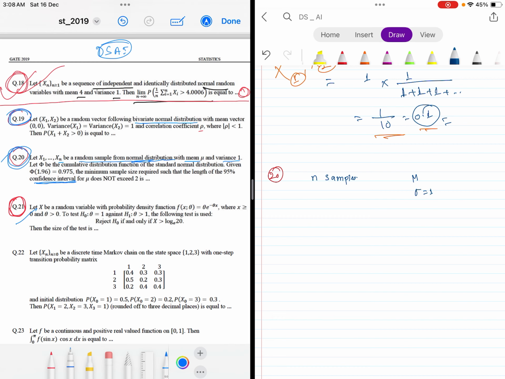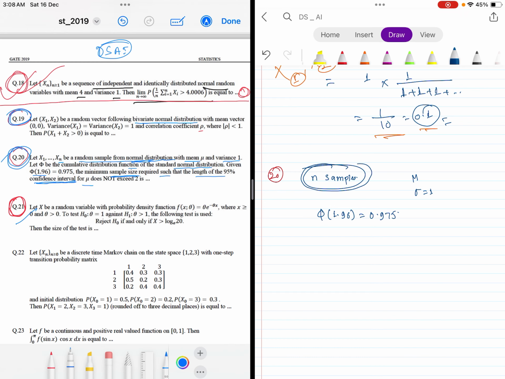right? Let phi be the cumulative distribution function of the standard normal distribution, given phi of 1.96 is equal to 0.975, right? Okay, the minimum sample size required such that the length of the 95% confidence interval for mu does not exceed 2 is, so we will have to find this minimum sample size, right? We will have to find this value of n, right?